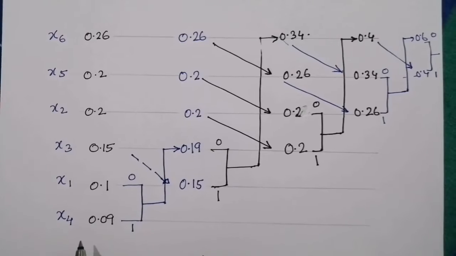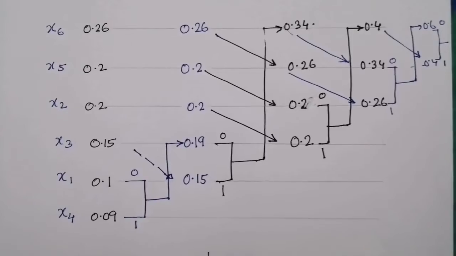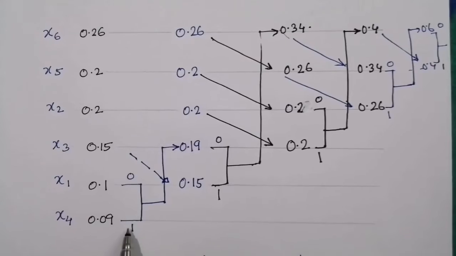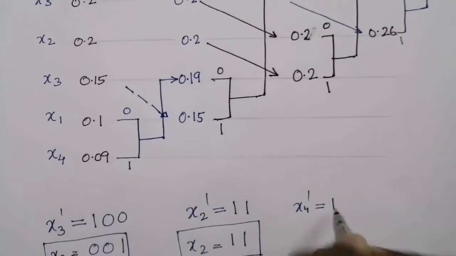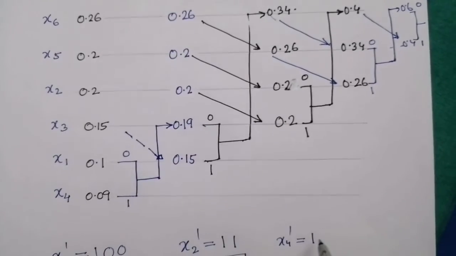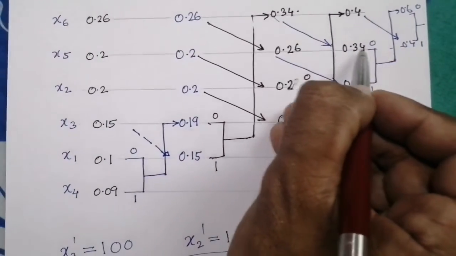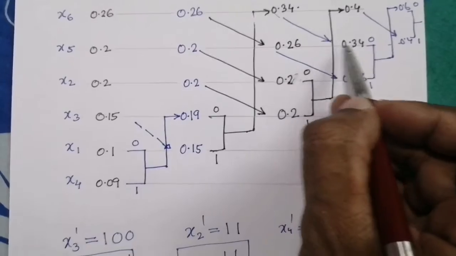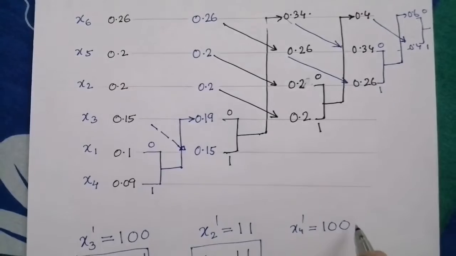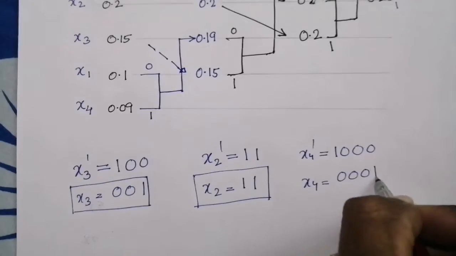Now I will illustrate the tracing of the code word for the symbol x4. For that I will define x4 dash. Now x4 dash is, travel from x4, you first encounter a 1. So I will write 1 here. Now this line goes to here, you will encounter another 0. Again you trace this particular line, finally you go down, you will encounter a 0. I will write 0 here. Then again you trace out this particular line and finally you reach another 0. Now x4 is 0, 0, 0, 1.